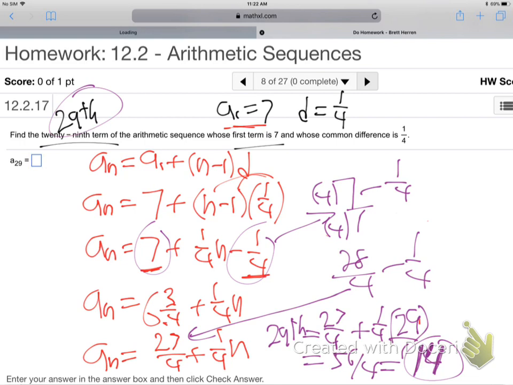We good? Am I going too fast? Okay with all them fractions? Fractions are always a little messy. Is that good there?